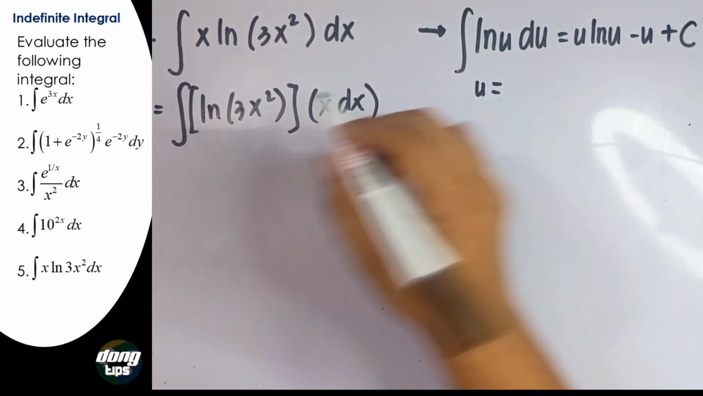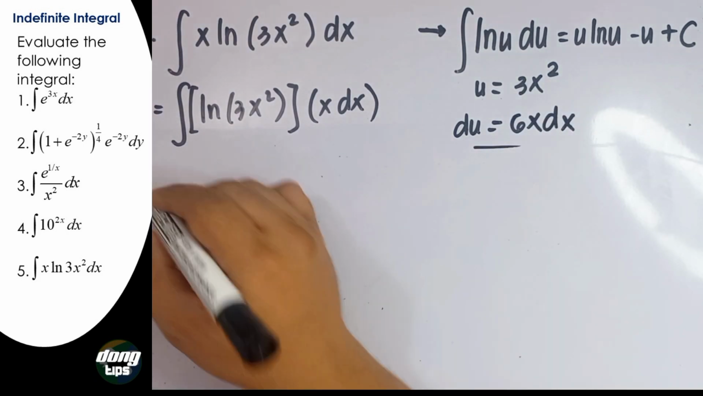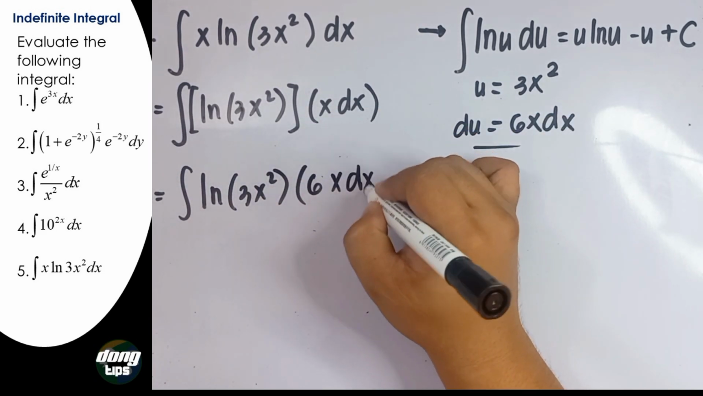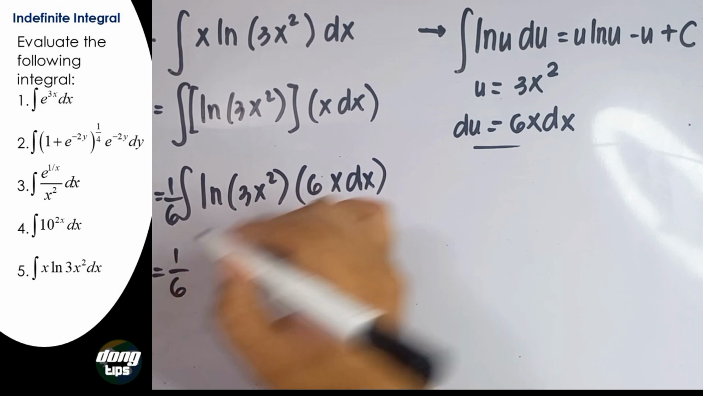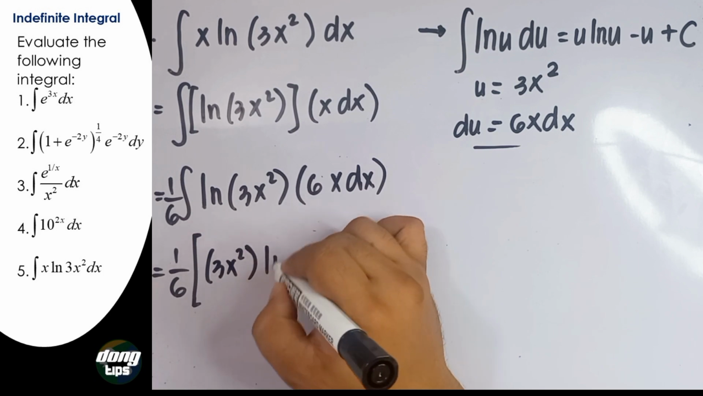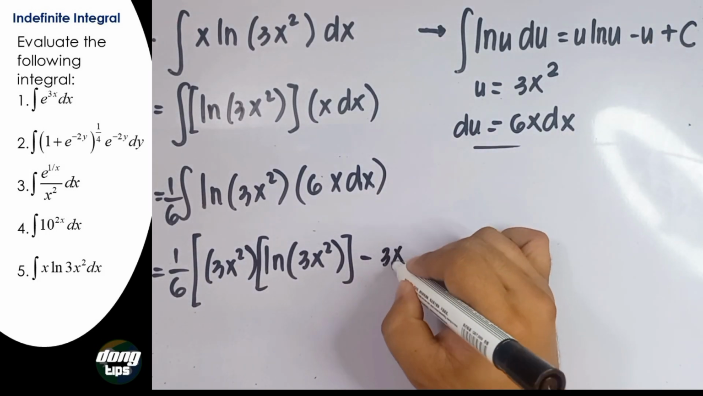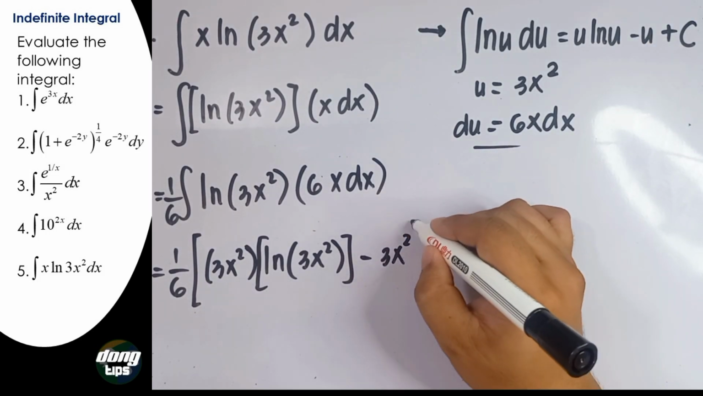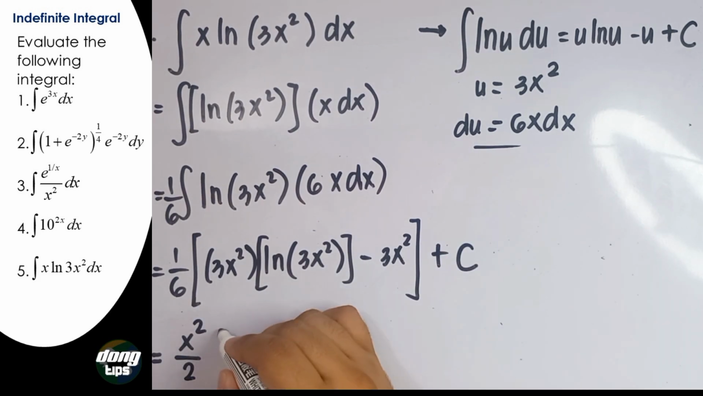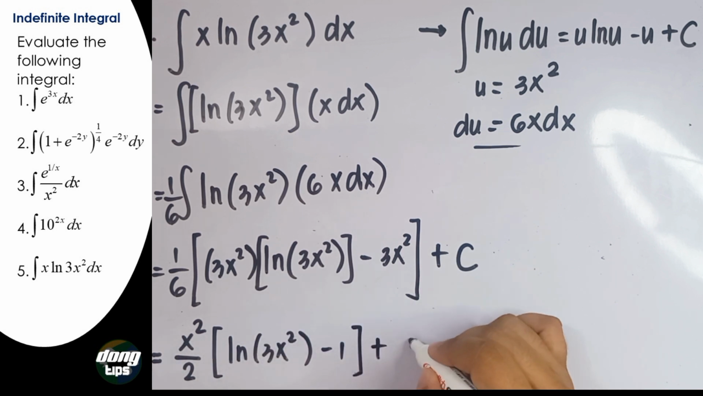Referring to the formula and the given, we'll use u equals 3x squared, then the derivative must be equal to 6x dx. Modify: use du as 6x dx, and we have to multiply this by 1/6. Copy 1/6, then use the formula. By the way, you can put the constant of integration inside or outside the bracket, because it doesn't matter if we multiply it by 1/6 or not, since 1/6 of a constant is still a constant. And this is the answer.